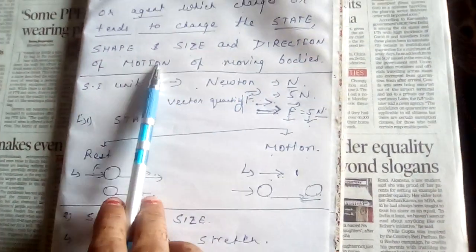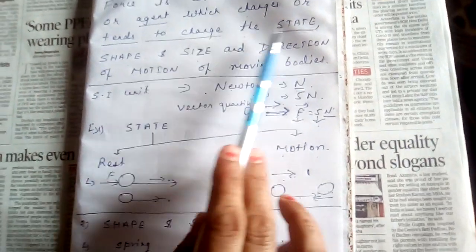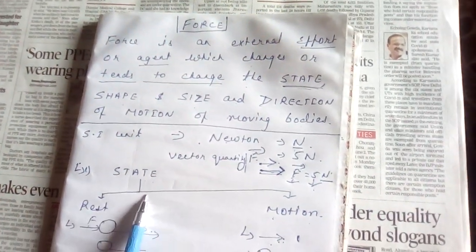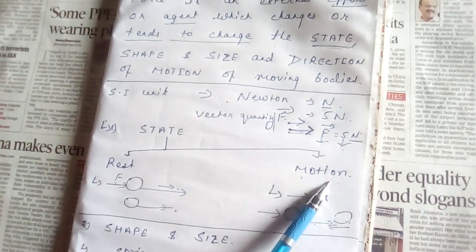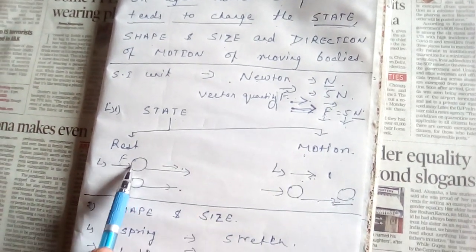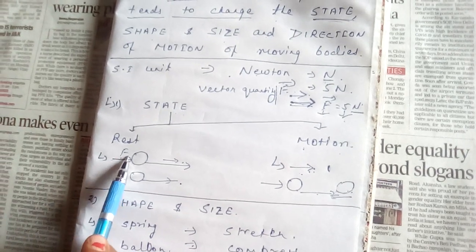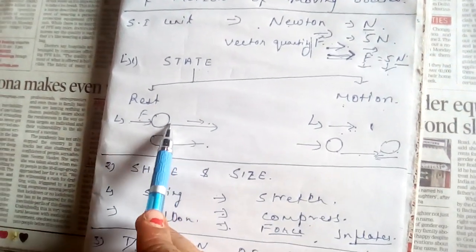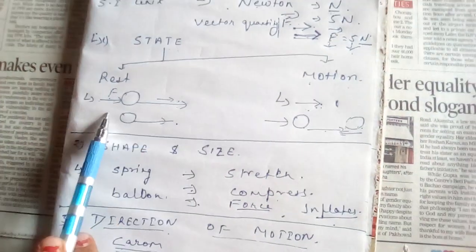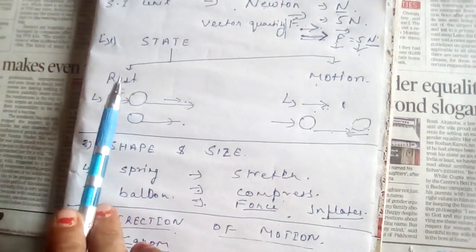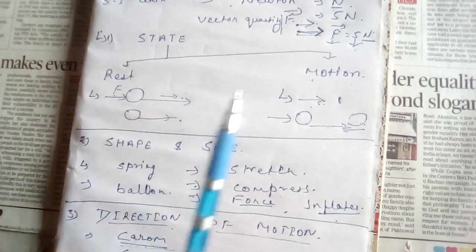Now I'll explain the definition. First of all, state. What do you mean by state? In physics, state means either the body is at rest or the body is in motion. Suppose there is a football. We have kicked the football by applying force. The football is moving in the forward direction. That means force brings the body at rest into motion.